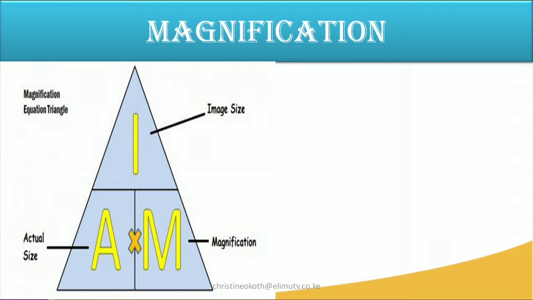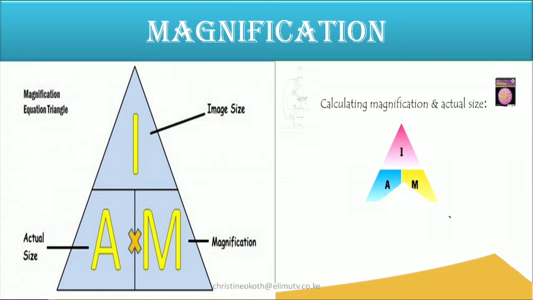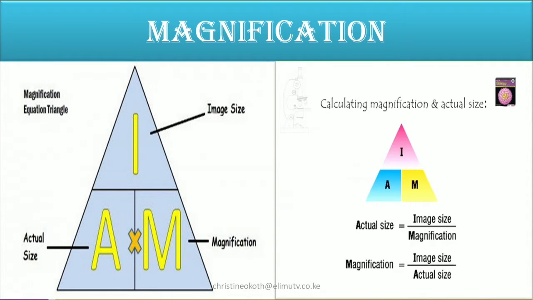Sometimes you're just given the actual size and the magnification. So how do you go about it? You just multiply the actual size by the magnification. That triangle structure is trying to show us how to use the formula. For example, the actual size will be the image divided by magnification. If you are calculating the magnification, it will be the image size divided by the actual size. So let us do one example.